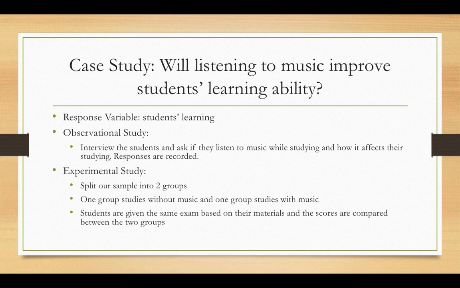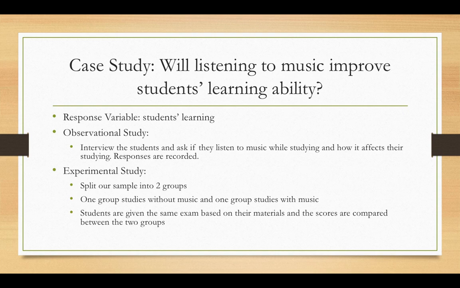An experiment, however, we're going to split our sample into two groups. One group is going to be given an assignment to learn and take a test on, and they're going to be allowed to listen to music. The second group is going to be given the same material and the same test, but they're going to have to do it all without music. Then we compare the scores that they received on the same exam, and we look at whether or not the group that was listening to music at the time did better or worse than the group that was not listening to music at the time.